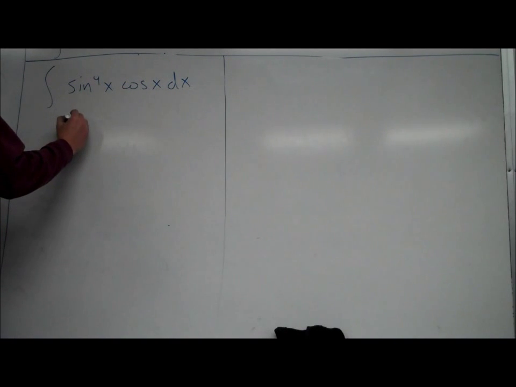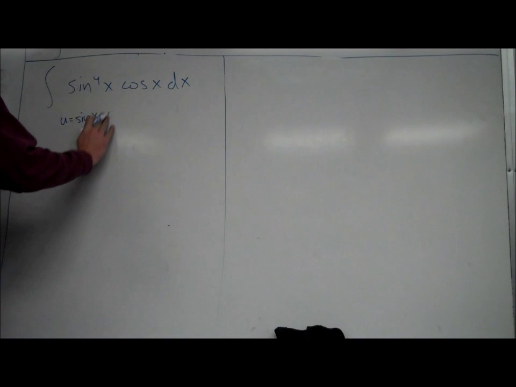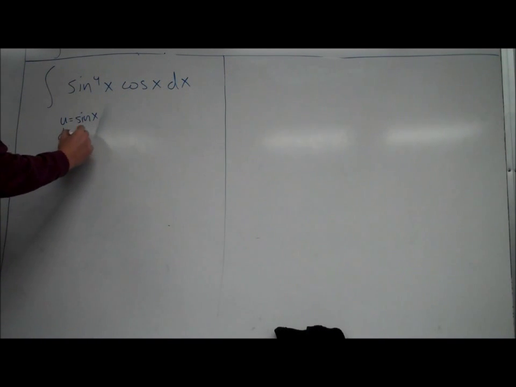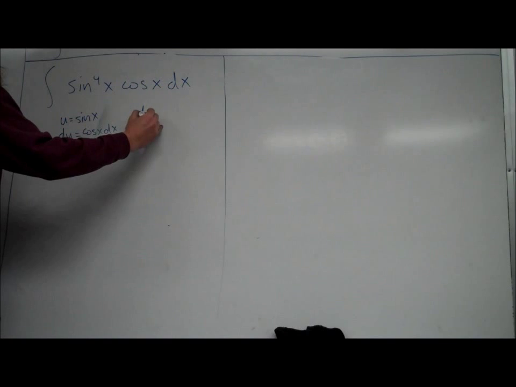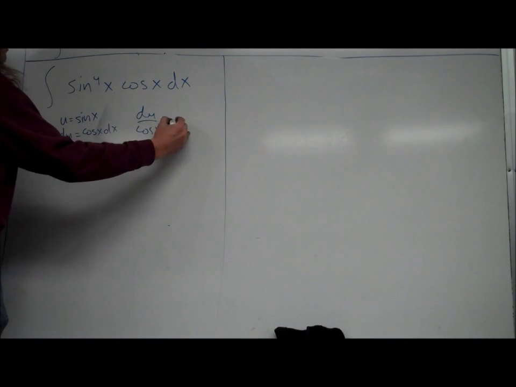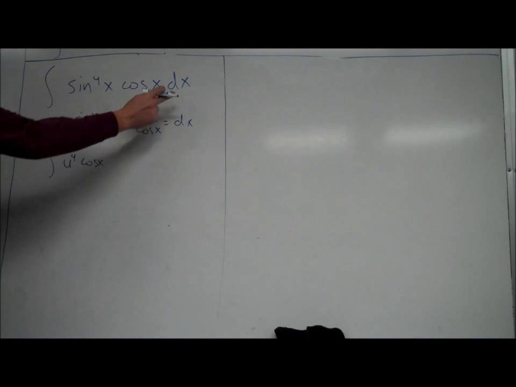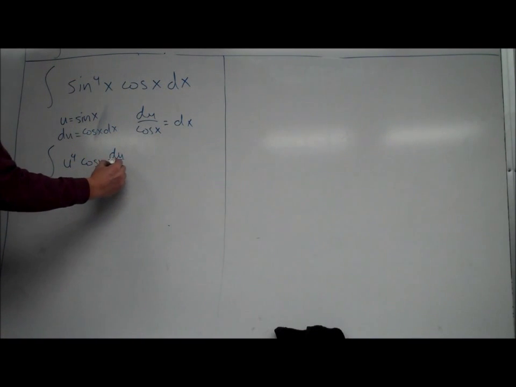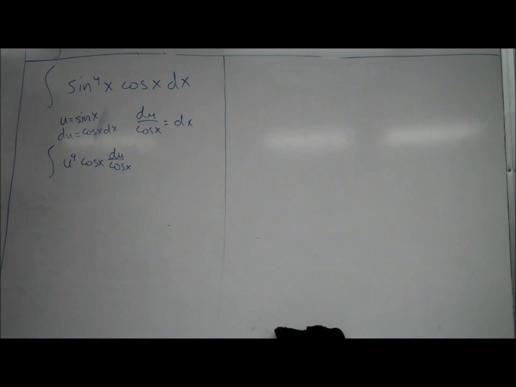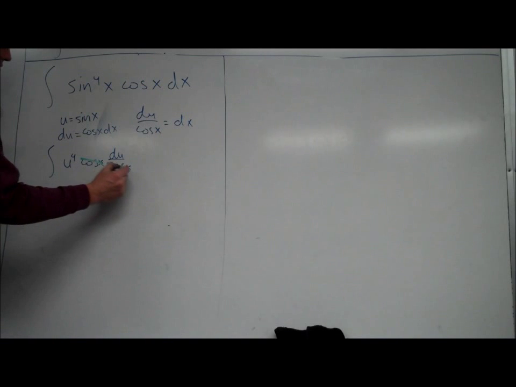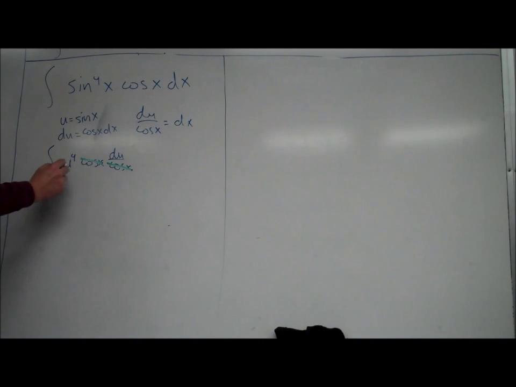So let's go ahead and let u equal sine of x, and du is going to be equal to cosine x dx, just by taking the derivative. So if I divide by cosine, I have that du over cosine x equals dx. Now I can make my substitution, and it's going to be fairly simple from here. So u goes in for sine, so I end up having u to the 4th. Cosine's going to stay there. My dx, instead of writing that, is going to be du over cosine x. So I'm going to cancel out my cosines, which is awesome, that's what you should do. So I'm left with u to the 4th du.